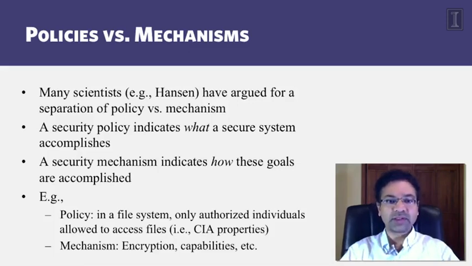For instance, the CIA properties, the confidentiality, integrity, and availability properties, are properties that we desire from a secure system, and so these are security policies. A security mechanism, on the other hand, indicates how these goals are accomplished. So given a security policy, you can design security mechanisms which then implement that particular policy.